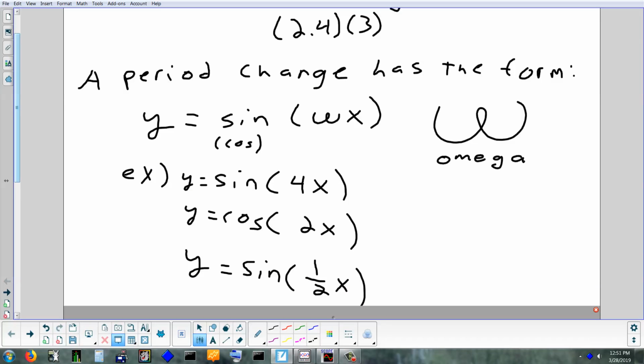Anytime you get stuck, those are the two questions you want to ask yourself. What operation is it? Is it adding or subtracting? If it is, okay, it's a shift. Where is it? Is it inside or outside? If it's inside parentheses, like today, that's a period change. Outside, amplitude. Okay, any questions on what a period change looks like? Just a number times x. Now, another important question is going to be, is the number bigger than 1 or less than 1? That's going to control whether it does one thing or the other.